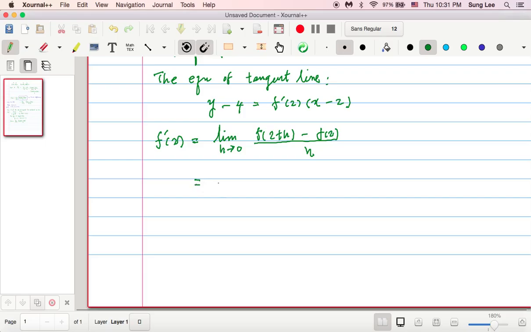So that equals the limit as h goes to 0. f of 2 plus h is 2 plus h squared, minus f of 2, 2 squared, which is 4, all over h. Now, as I mentioned earlier, in this case we will have to expand this 2 plus h squared. Not a problem, that's a piece of cake. So 2 plus h squared is 4 plus 4h plus h squared, minus 4, all over h.